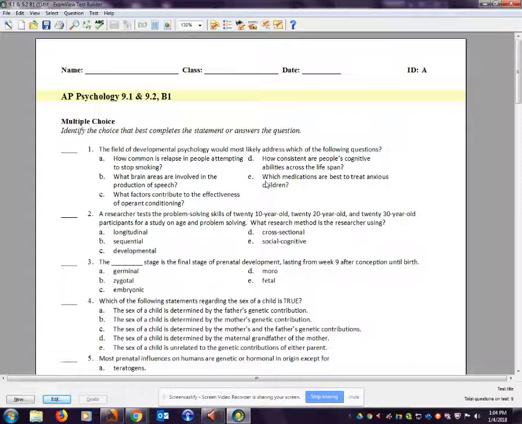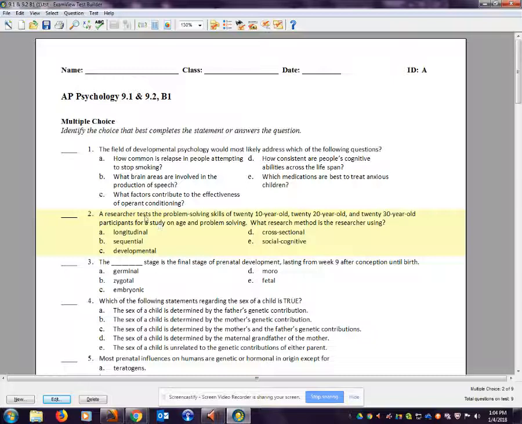correct. And then E, medications. That is something that would affect someone's development, but it says which question would it most likely address. And so medications, which ones are best to treat anxious children, that's probably going to be biology again.